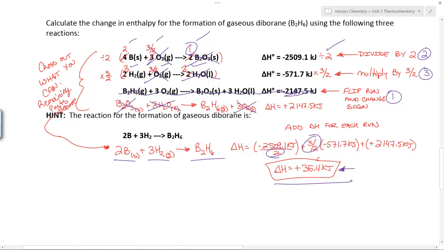So this is by far one of the more complicated types of questions you might see with Hess's Law, but it gives you a good idea of how all the different moving parts can work together. Hopefully you have a pretty good handle on this now.